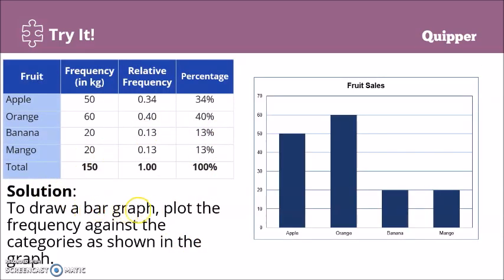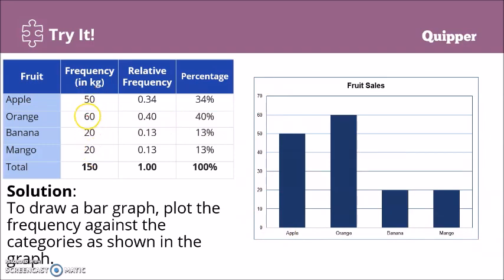So, from the bar graph, we can determine which fruit sells the most and the fruit that sells the least. In addition to that, a bar graph can tell us the difference between the sales of each fruit. Okay? So, to draw a bar graph, plot the frequency against the categories as shown in this graph. So, ito na yung bar graph na gagawin or ginawa. So, for apple, 50 lahat yan. So, eto ng categories dito sa horizontal. Sa vertical naman, that's the frequency.